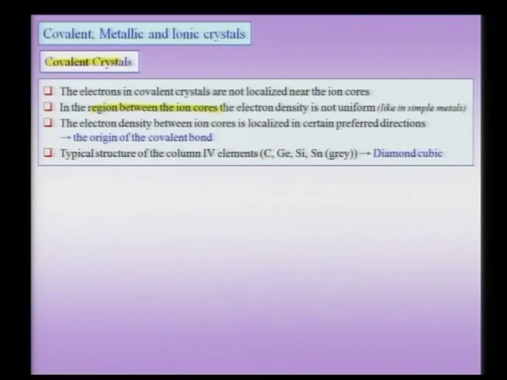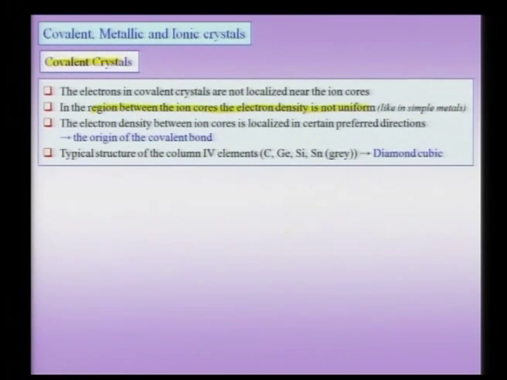In fact, in the region between the ion cores, the electron density is not uniform. An example of uniform density between the ion cores would be a metallic example, but you would notice that there is a preferential direction between the ion cores wherein the electron density is very high. So this is very simple to look at in the picture and understand more than in words.